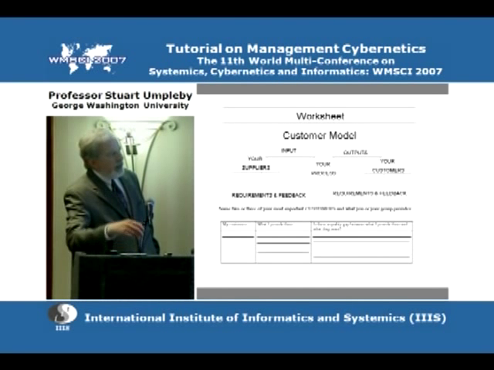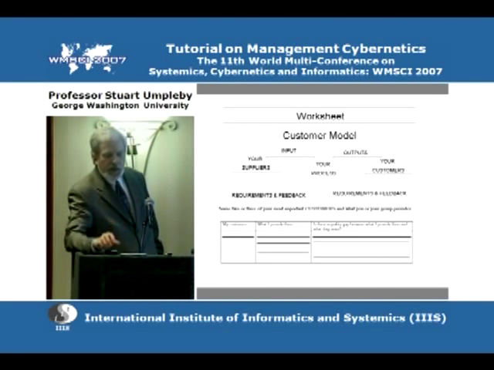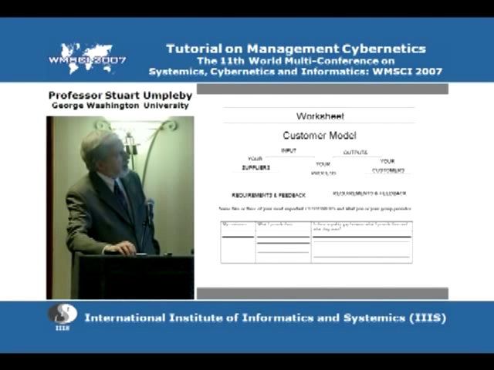Now, there are many ways that you can work out these models. This is something AT&T developed. It's a little worksheet to list who your customers are, what you provide to them, and is there a quality gap between what I provide and what I want. And you think in terms of a process. You're a part of a process, and you look at your customers and then your suppliers.